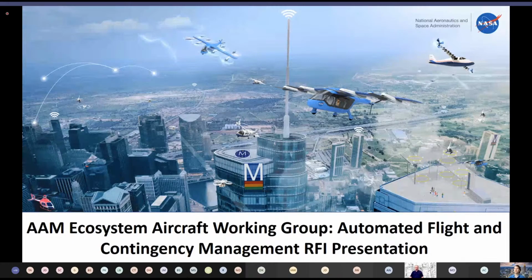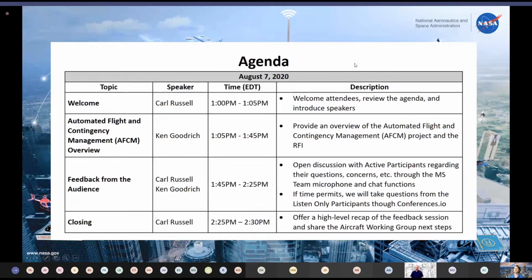I'll just go over to the presentation here. And so here's our agenda. A couple of introductory remarks, then I'm going to introduce Ken Goodrich, who will be our main presenter for today, giving the overview on the AFCM project and the RFI. And then we will move over to discussion. We've split the time to be about 50-50 between the presentation and the discussion. So hopefully we'll have a lot of good questions from the audience and can get some good discussion in.